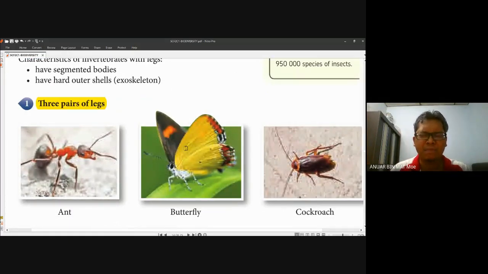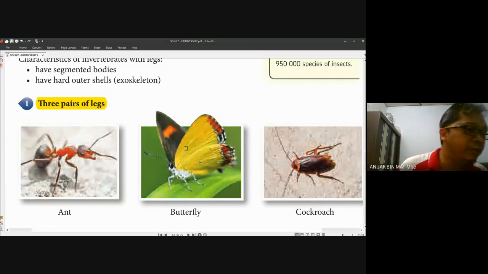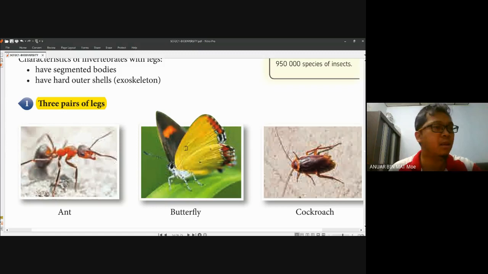Actually, there are many other characteristics if you want to classify the animal correctly, because there are thousands of species, right? There are thousands and thousands, if not millions of species on the earth. If you want to classify or group the organism based on this character only, there will be so many. There are so many things that need to be observed in order to classify. But in form 2, you just remember this only, right?